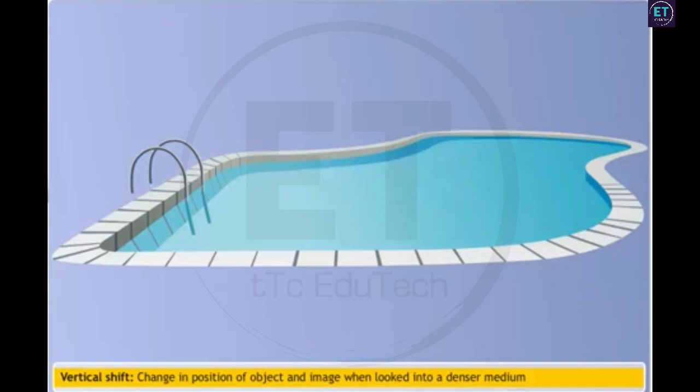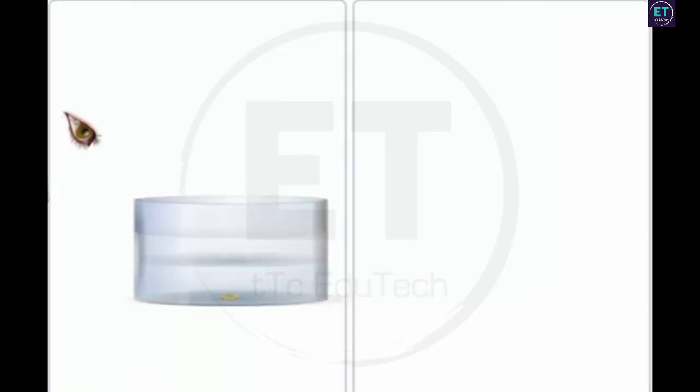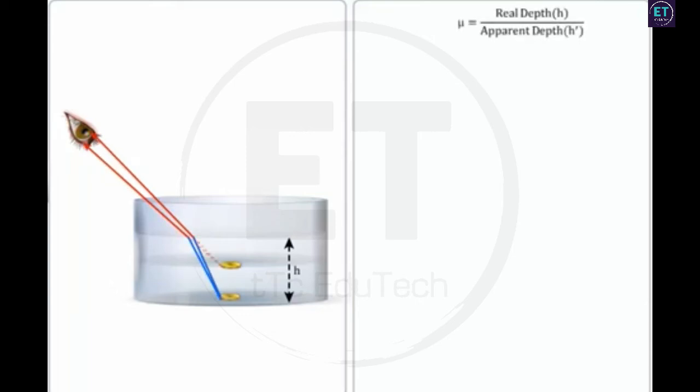You can verify the phenomenon of vertical shifts through an experiment. Put a coin at the bottom of the trough containing water to a depth h. When viewed from above, the bottom of the trough and the coin appear to be raised. This change in the perceived depth of an object in a denser medium as observed from a rarer medium is known as vertical shift.